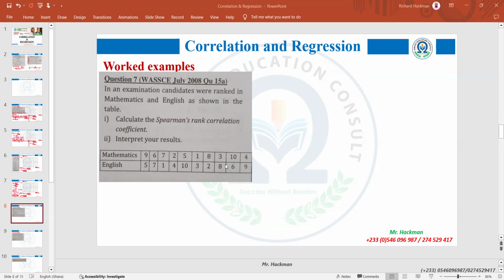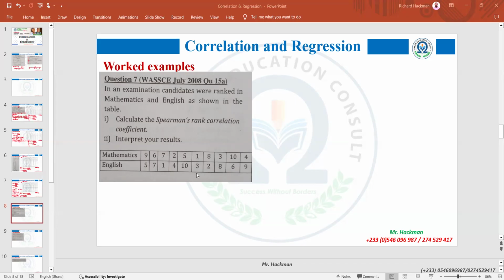So usually questions will come in two ways. The first way, check whether they are already ranked. If they are not ranked, then you rank. But immediately you see that they are ranked, if you go and rank, it's an insult to the person who ranked. You are trying to tell the person that the person didn't do a good job. So you are rather going to rank, which shouldn't be.